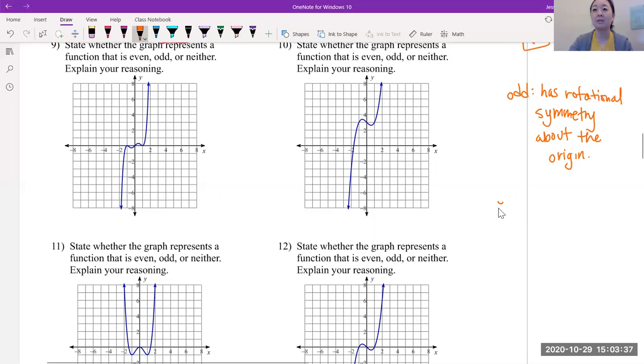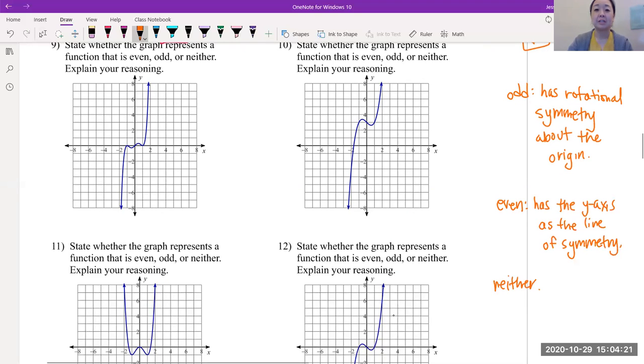And for an even one, what we need to check is: has the y-axis as a line of symmetry. If you want to see my wording, I wrote down some wordings on the answer part. I don't really remember what they are, but I'm pretty sure it was pretty good. And if it's neither one of these, then we just call it neither.